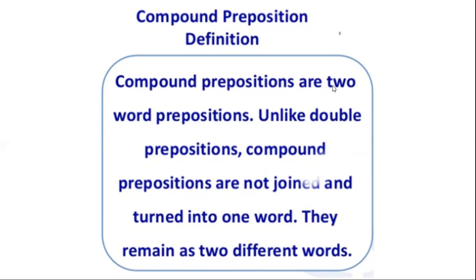Compound prepositions are two-word prepositions. They are not joined and turned into one word. So they cannot be joined and they cannot be turned into one word. They remain as two different words. Unlike double prepositions, compound prepositions are not joined and turned into one word. So these are all called compound prepositions.